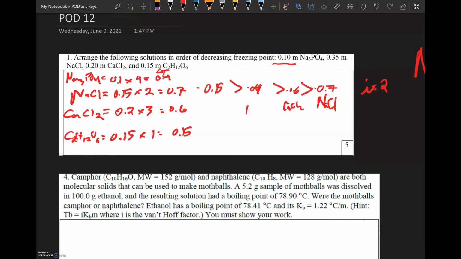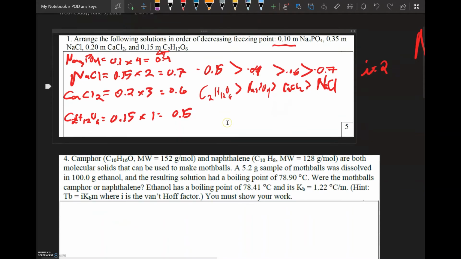Is that right? No. What is that? 0.4. Okay, I can barely read my handwriting. There it is. So Na3PO4, and then C6H12O6 for the last one. So that's how it works. So this would be our final answer for this problem here. It's all based around the Van Hoff factor and the molality of the compound.